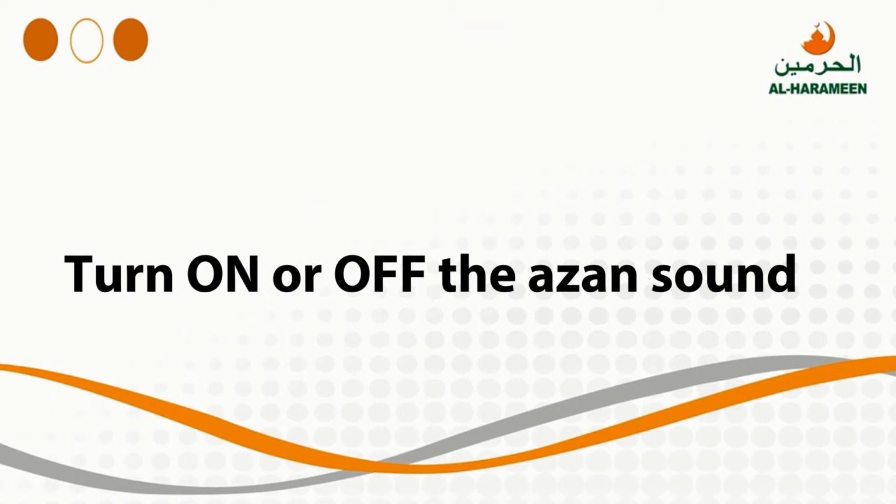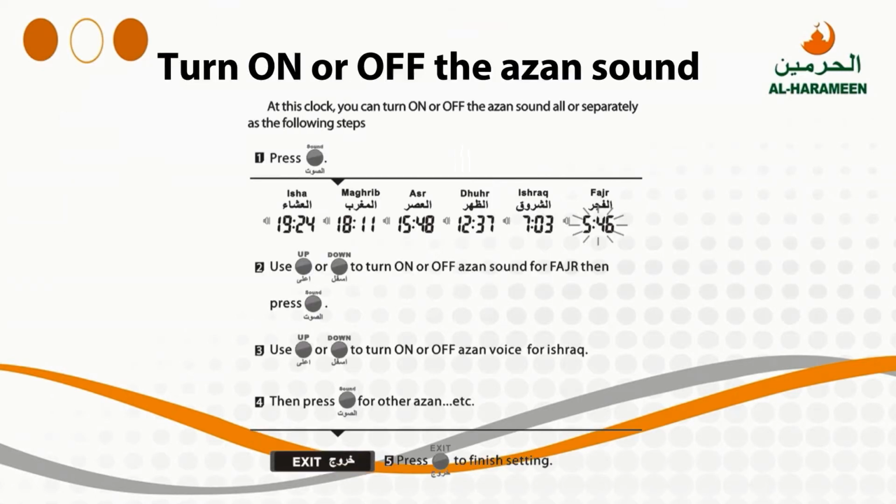Turn on or off the azan sound. At this clock, you can turn on or off the azan sound, all or separately, as the following steps. 1. Press sound. 2. Use up or down to turn on or off azan sound for Fajr. Then press sound. 3. Use up or down to turn on or off azan voice for Ishraq.